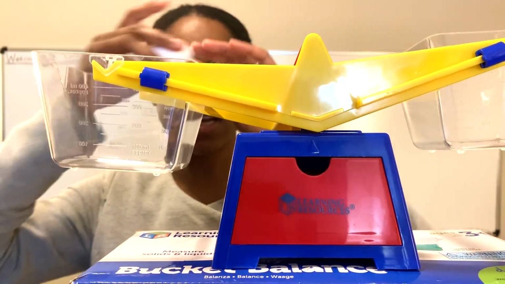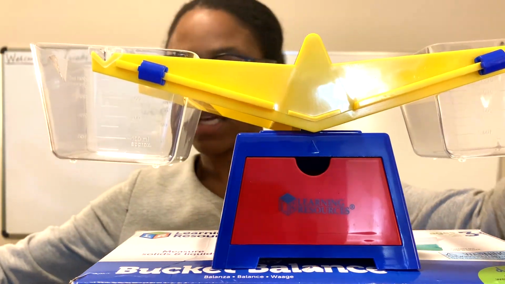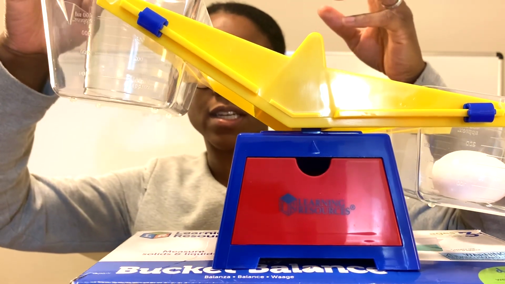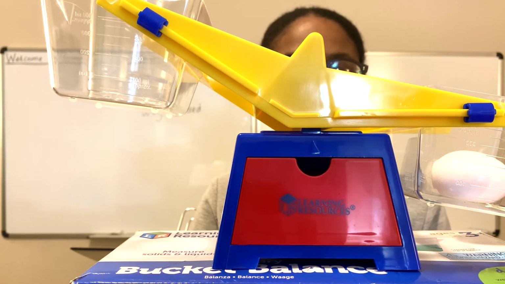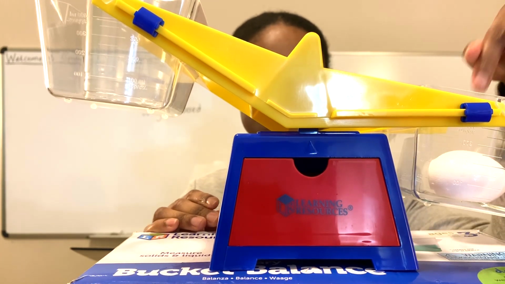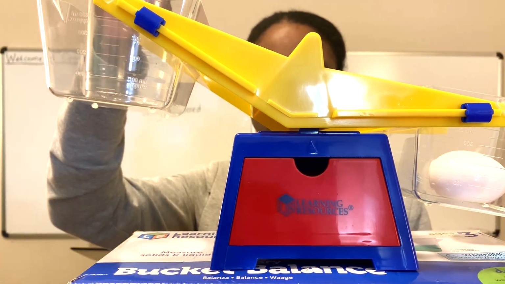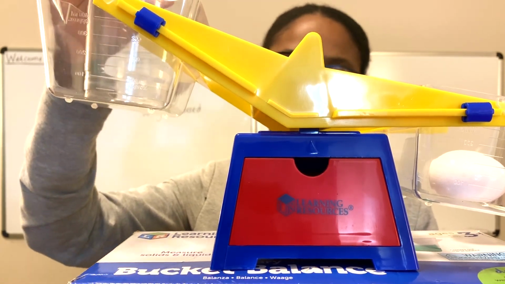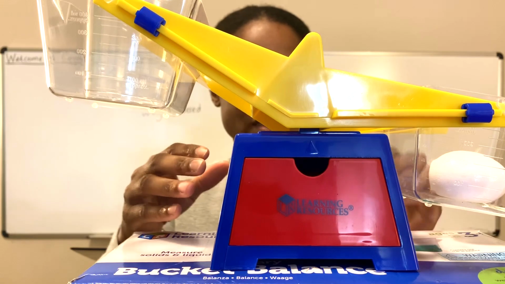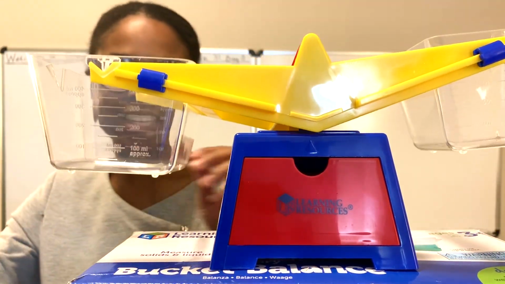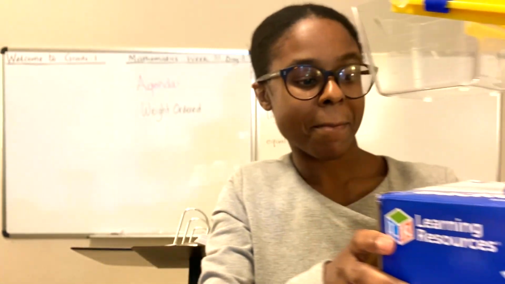Okay, so here we have an egg, and we have our cup. We're just going to place our cup right inside. Right away you can tell which one weighs the most. The egg does. The plastic cup is as though it's non-existent. It's almost as though it's not even there. So the egg has the most mass or density.